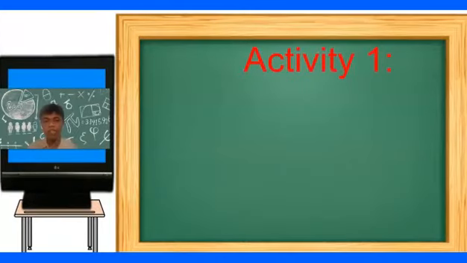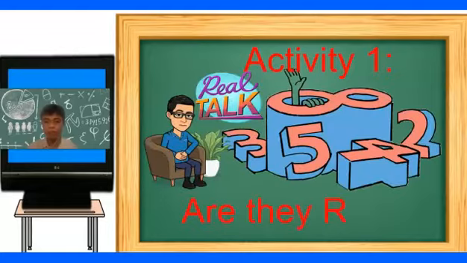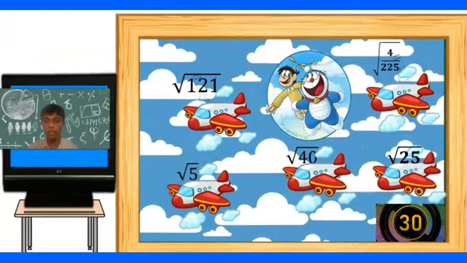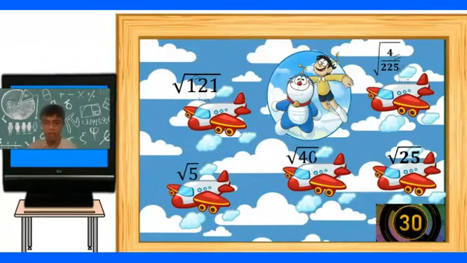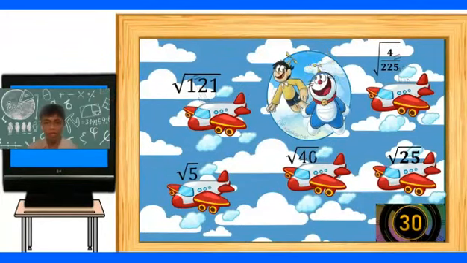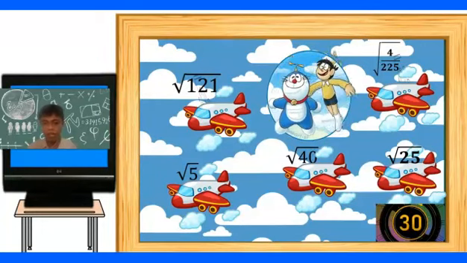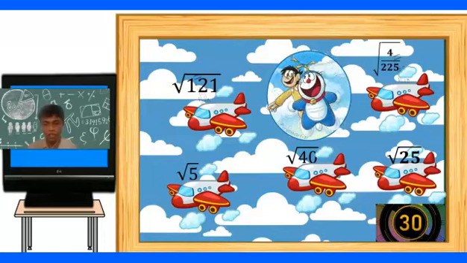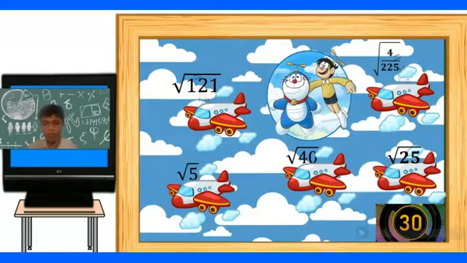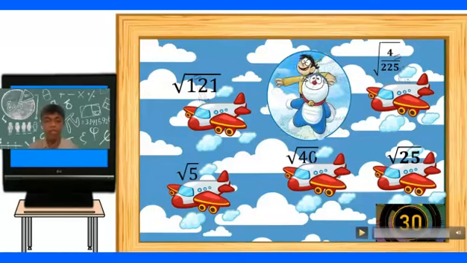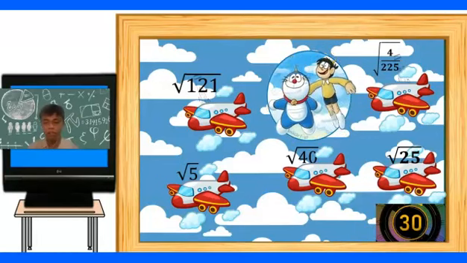For our first activity, are they real? So, let's help Doraemon and Nobita to identify which are rational and which are not rational. So, I will give you 30 seconds to answer. Write your answer on your paper.